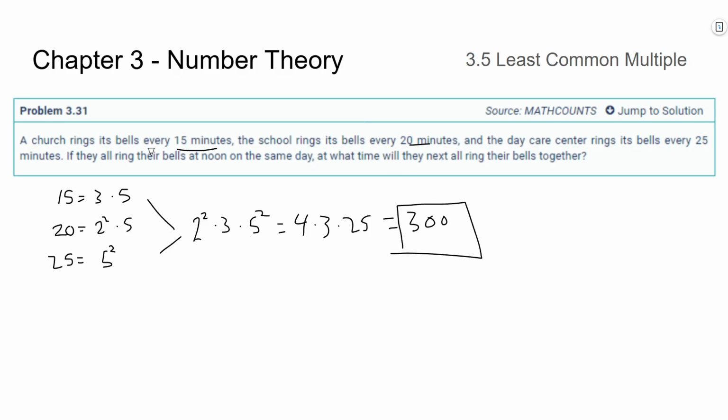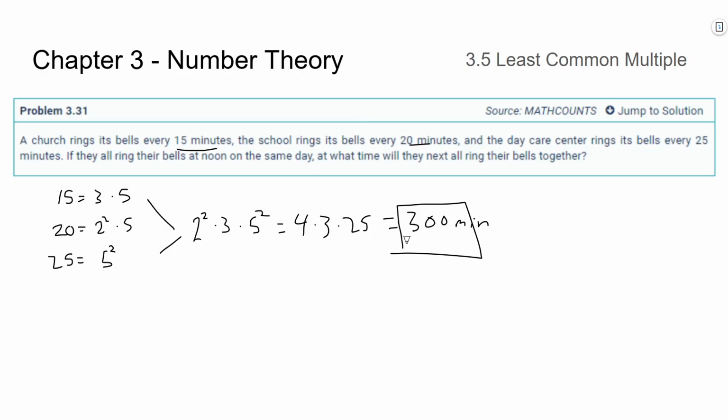300 is a number of minutes. That's how much time has to pass for them all to ring at the same time. It's 300 minutes, okay? So how does that help us out? So if they all rang their bells at noon, then we know that 300 minutes later, it's going to ring again. And every 300 minutes, they will all ring at the same time. So what time will it be 300 minutes after noon?